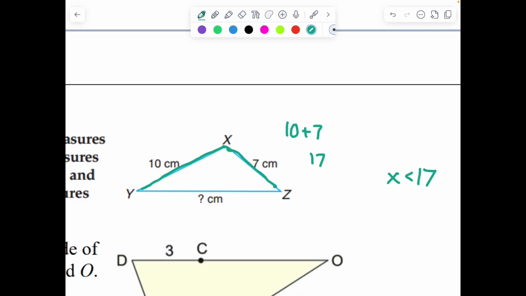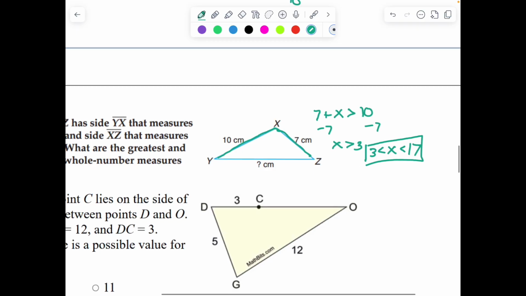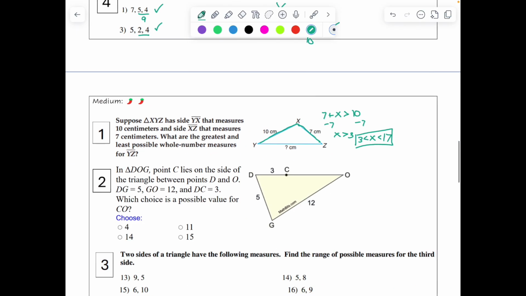We could assume though that 10 would be the longest side, okay? Obviously not according to this picture, but if 10 was the longest side, we need to make sure that 7 plus the missing side would be greater than 10. So if we subtract 7 from both sides, X must be greater than 3. So here are the possible options. X can be greater than 3 or less than 17.